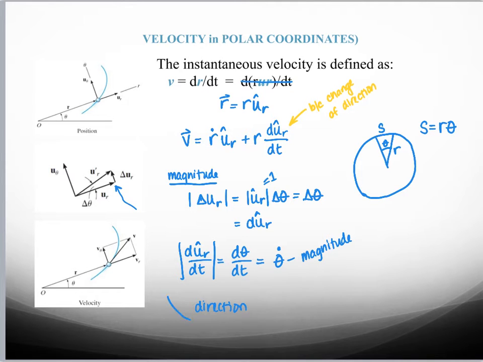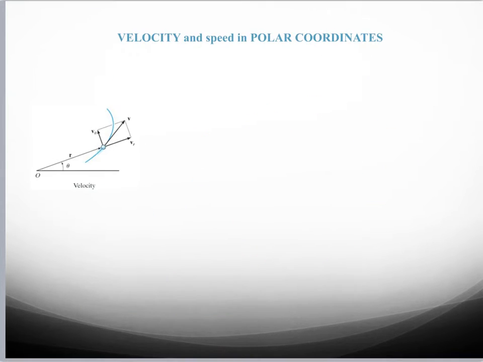And if we look at this picture right here, we notice that the direction of this unit vector is parallel to the direction of u sub theta. So the direction of that change is in the u sub theta direction. So now let's put that all together.